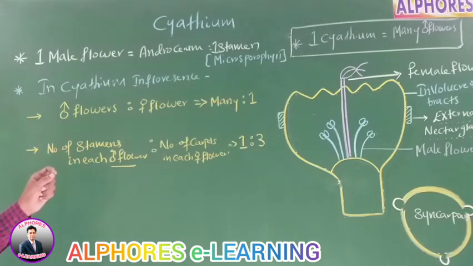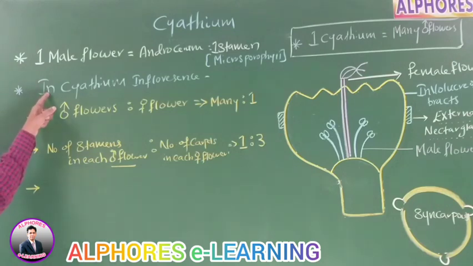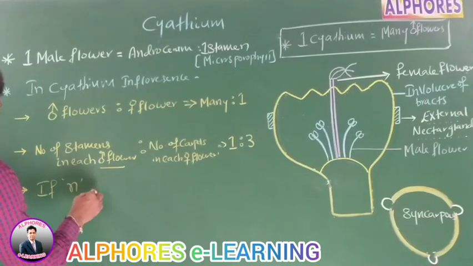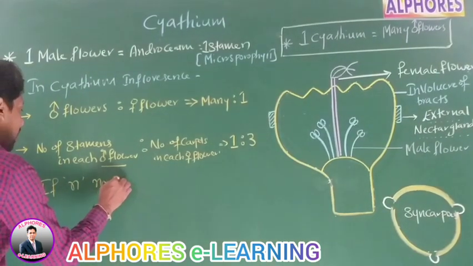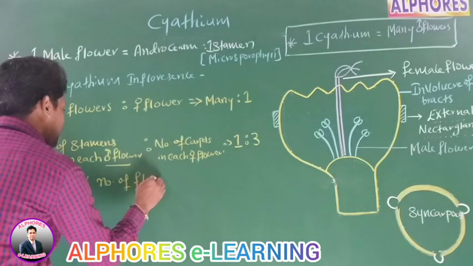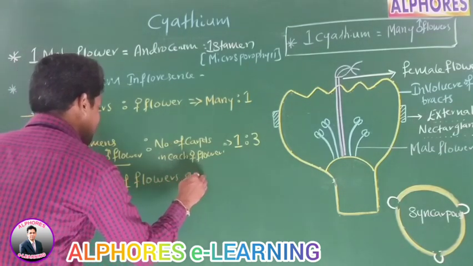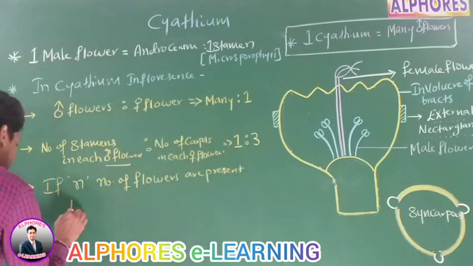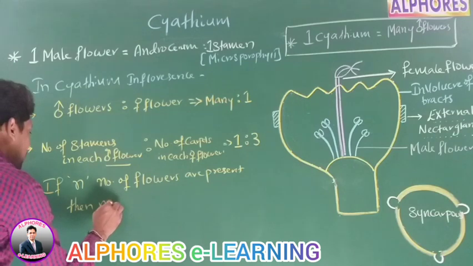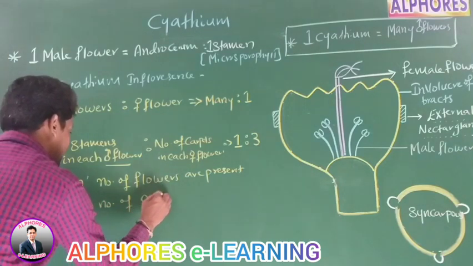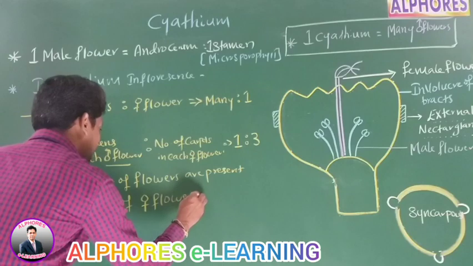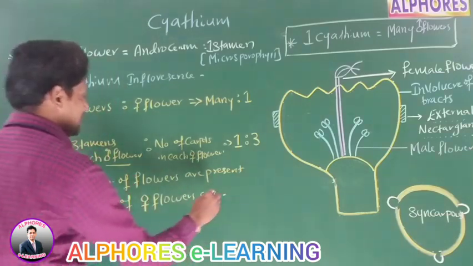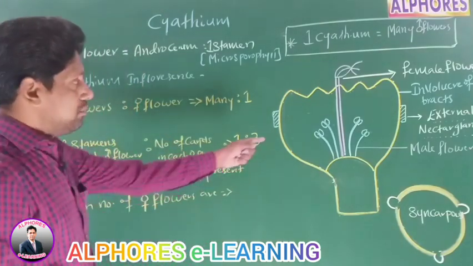1:3. Is this statement okay? Right. Now, listen to this statement. Sir, in Cyathium inflorescence, if n number of flowers are present, then how many female flowers will be? Tell me. Sir, for example, see this diagram.